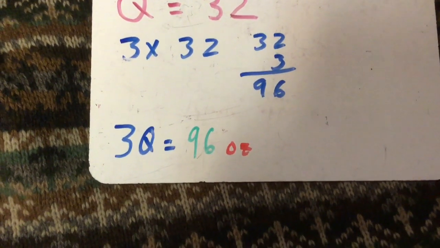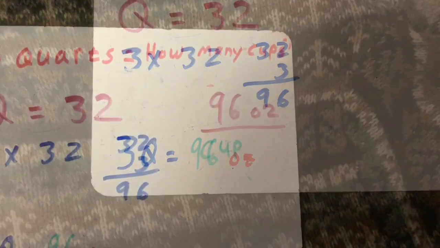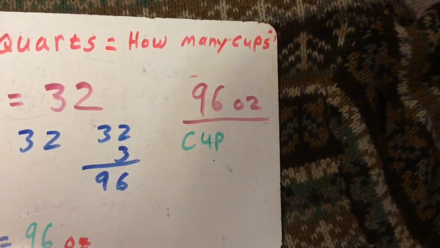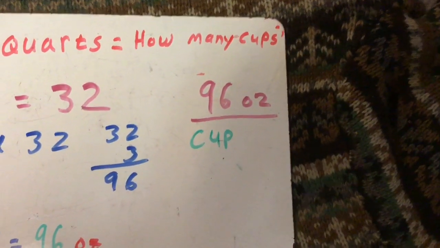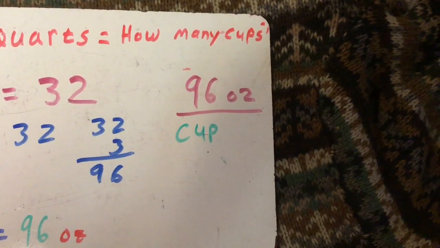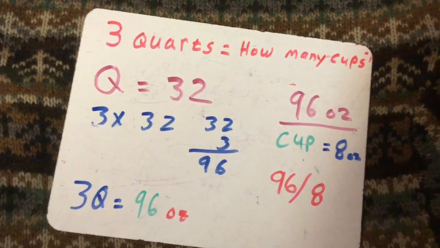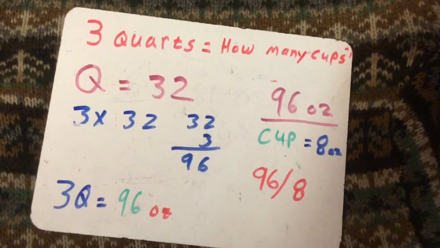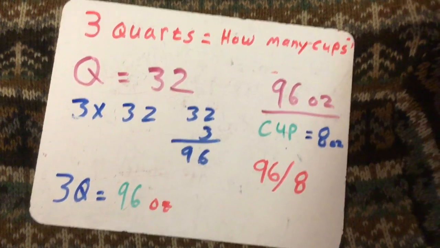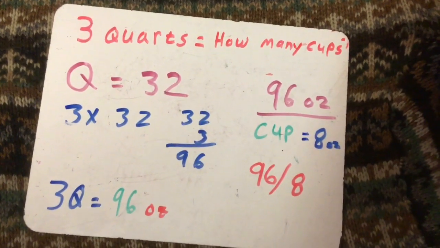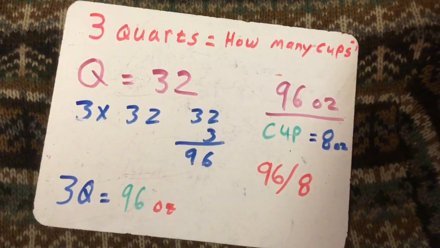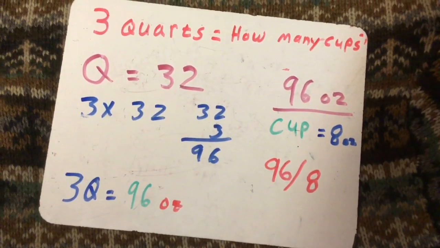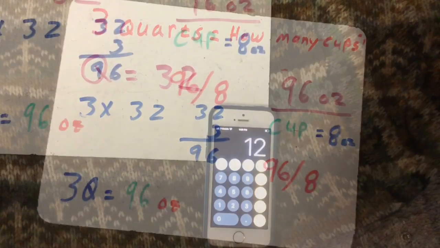But how many cups is that? Well, let's figure that out. So now the question is turning that into cups. 96 ounces. Well, how many cups is that? So now I divide 96 by 8 ounces, because 8 ounces is a cup. So then I divide 96 by 8. 8 ounces in each cup. That will tell me how many cups are in 3 quarts.